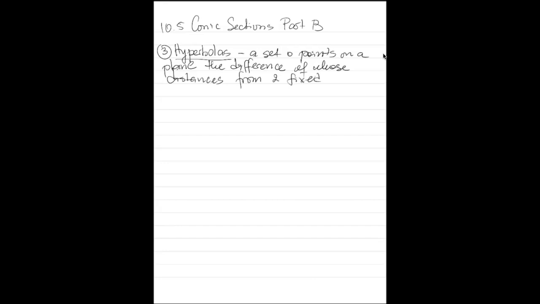Part B on 10.5 conic section, we'll talk about hyperbolas. Hyperbola is defined as a set of points on the plane, the difference of whose distances from two fixed points, F1 and F2, called foci, is a constant.